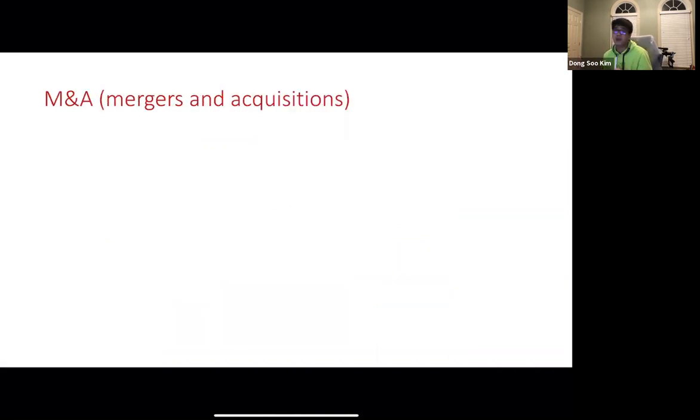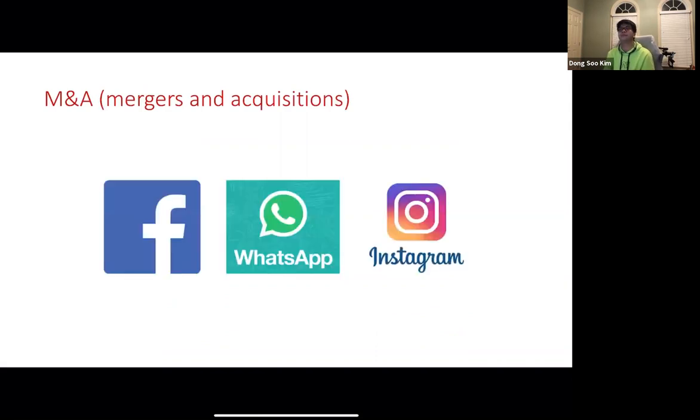Last, M&A, mergers and acquisitions. Facebook again. Facebook is the #1 social media platform. And Facebook in 2012 acquired Instagram, which is the #1 photo and video sharing platform. And in 2014, Facebook acquired WhatsApp, which is the #1 instant messaging platform. And why does Facebook purchase those companies and their services?